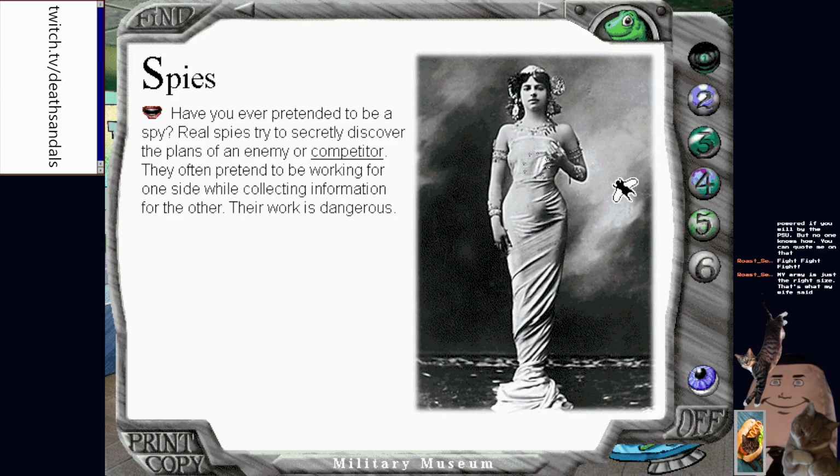Real spies try to secretly discover the plans of an enemy or competitor. They often pretend to be working for one side while collecting information for the other. Their work is dangerous. Not as much as it used to be.